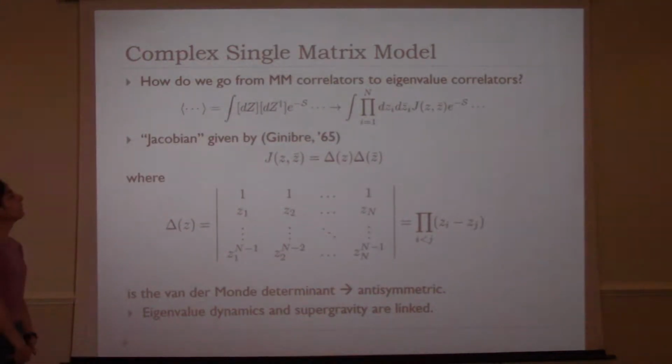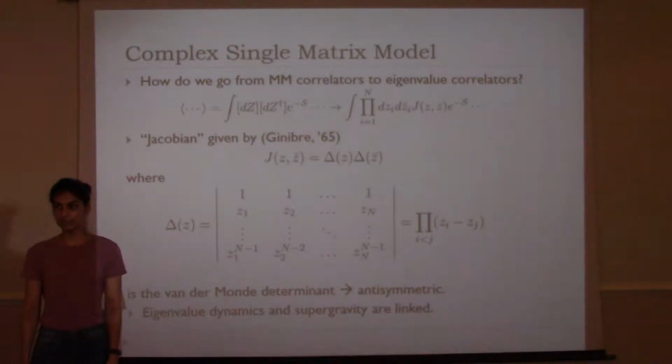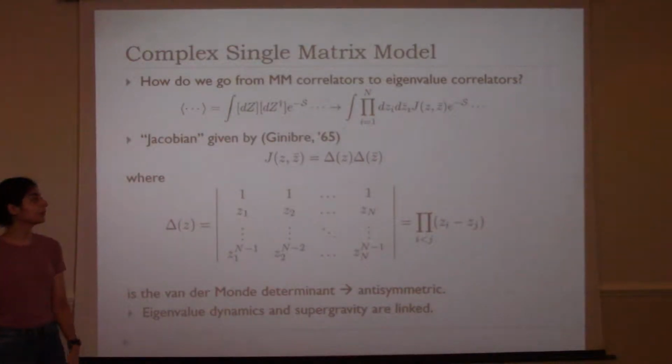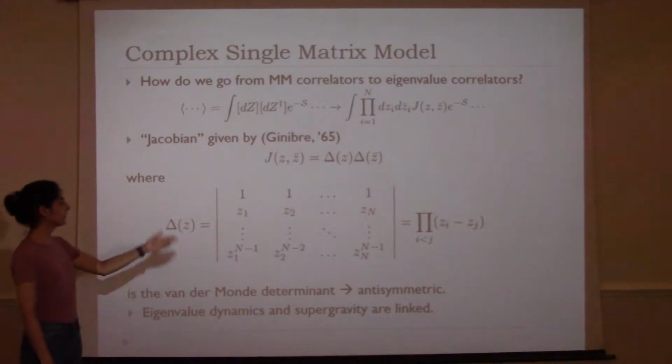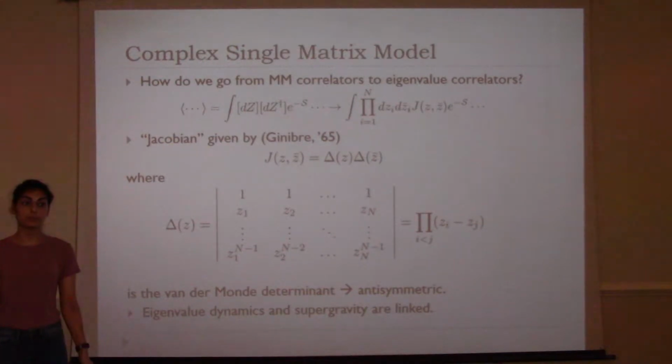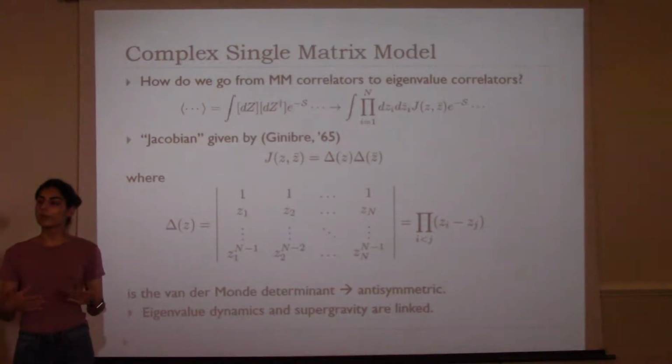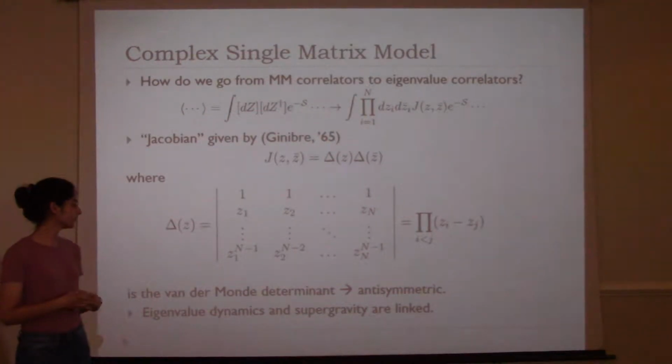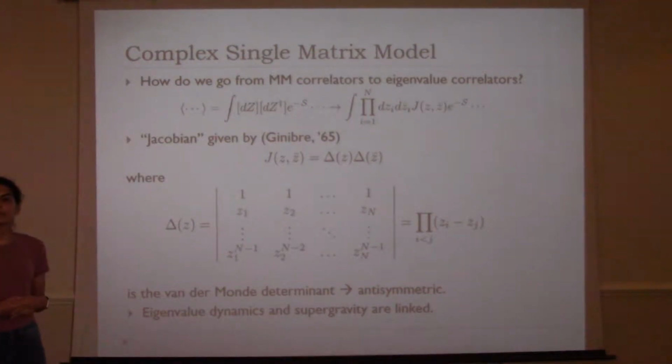So you might want to know, how do you go from matrix model correlators to eigenvalue correlators? This has been studied for the single matrix model, and the result is this non-trivial Jacobian appearing here, which is a product of two Vandermonde determinants. This anti-symmetry isn't surprising because we know that the eigenvalue dynamics of a single matrix model should correspond to free fermions. So we really get this idea that eigenvalue dynamics and supergravity are linked.